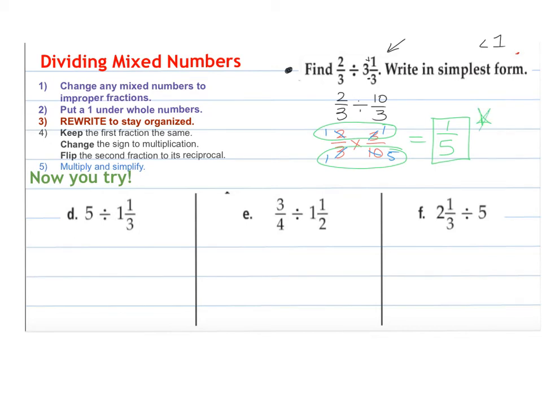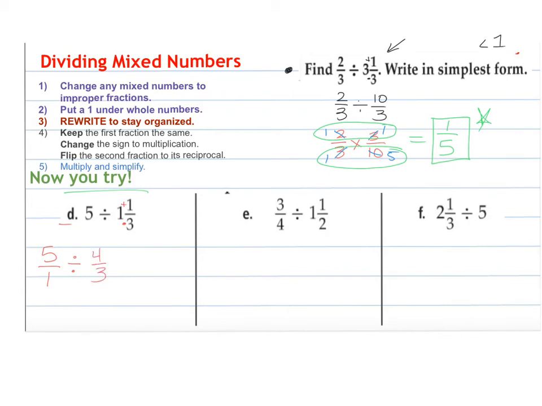All right, so now you try. Maybe you want to try a few more with me. Maybe you want to do some on your own and come back and check. Up to you. For D, we have 5, and that's a whole number. So I know I need to write that over 1. 5 over 1 is still the same as 5. I'm not going to try to do too much at once. I'm going to write division here, and then change this to an improper fraction. 1 1/3 is the same as 4/3.